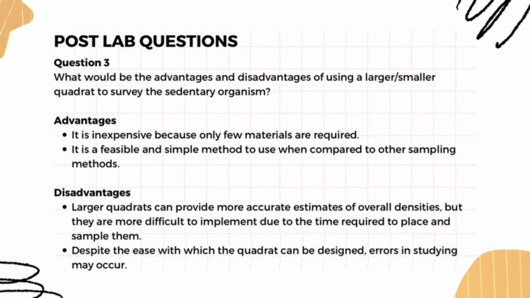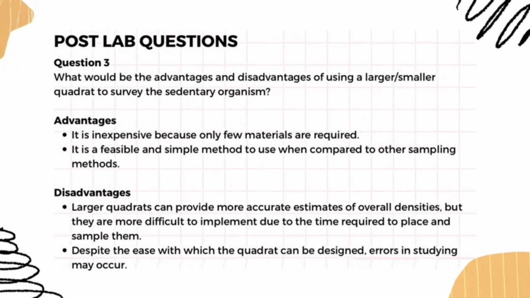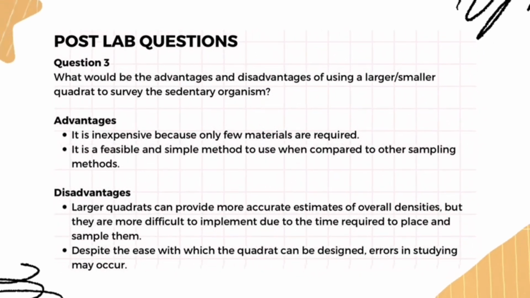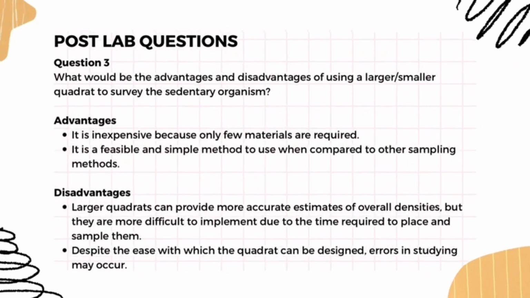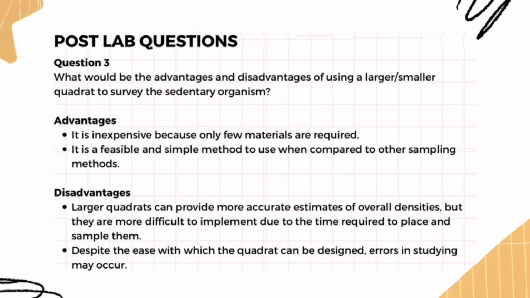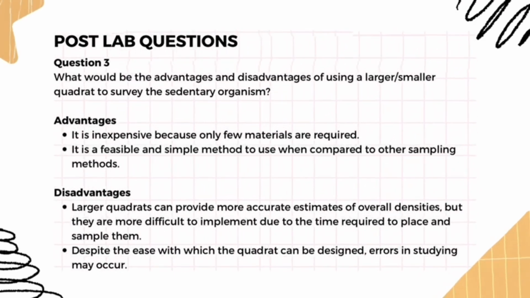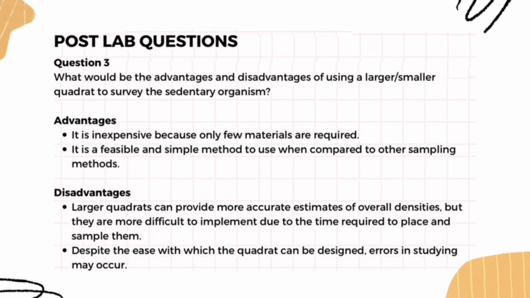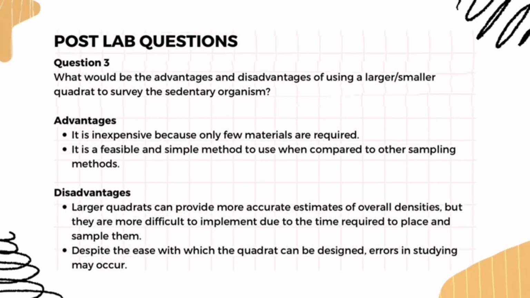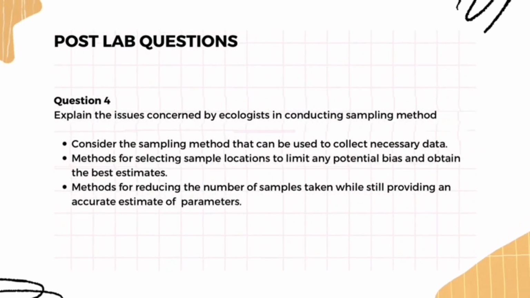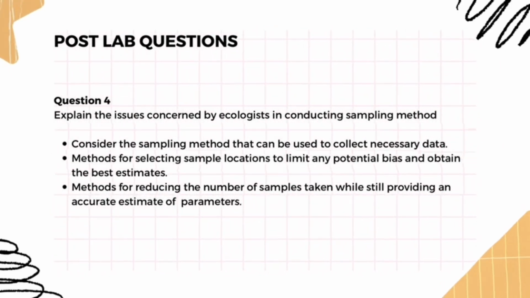Question 3. What would be the advantages and disadvantages of using a larger or smaller quadrat to survey sedentary organisms? For the advantages, it is inexpensive because few materials are required. It is a feasible and simple method to use when compared to other sampling methods. For the disadvantages, larger quadrats can provide more accurate estimates of overall densities, but they are more difficult to implement due to the time required to place and sample them. Despite the ease with which the quadrat can be designed, errors in studying may occur. Question 4. Explain the issues concerned by ecologists in conducting sampling methods.